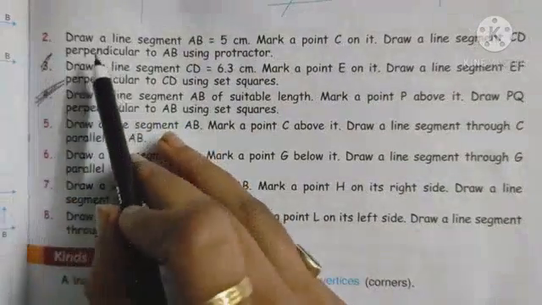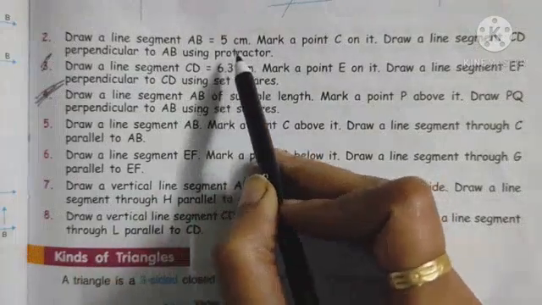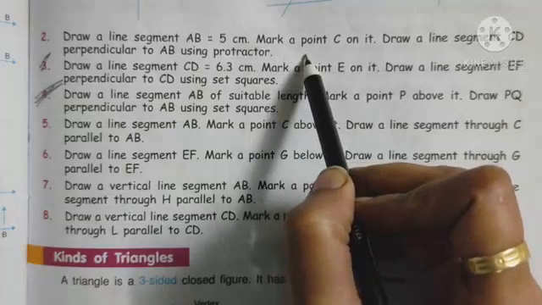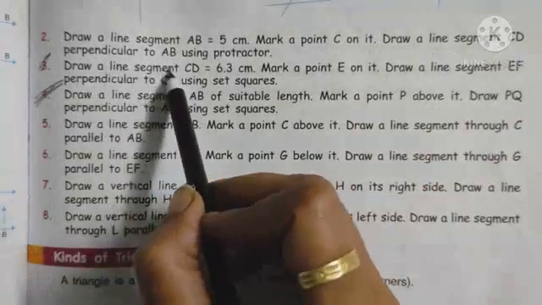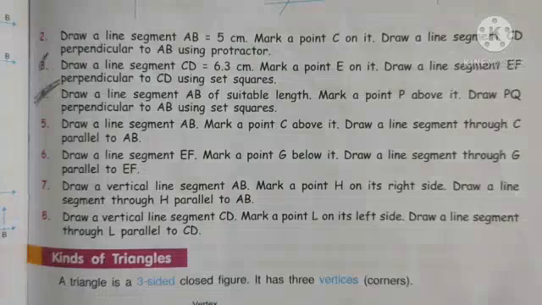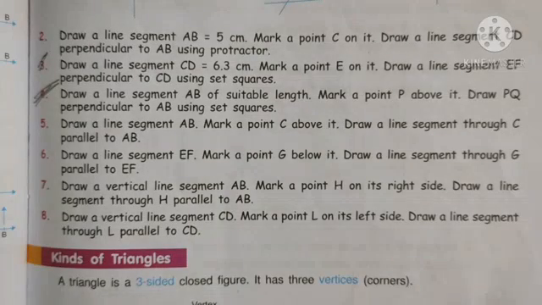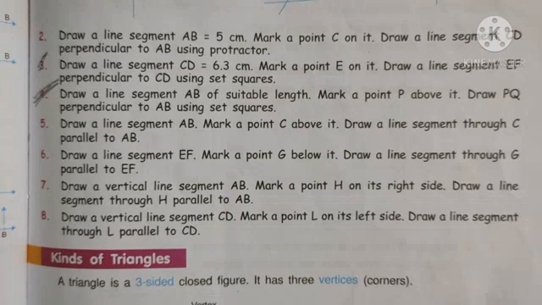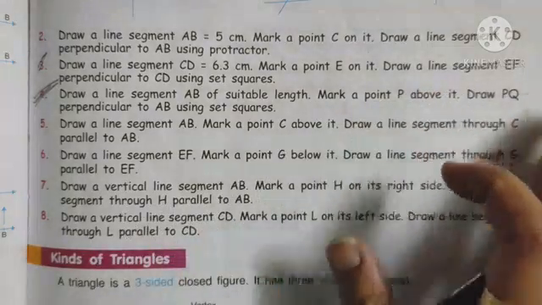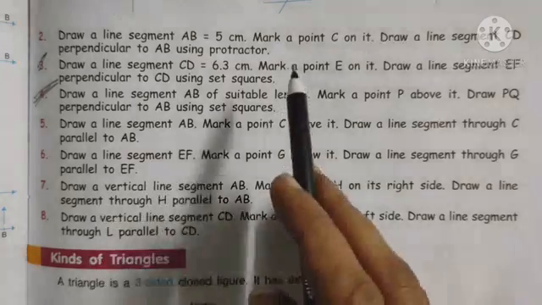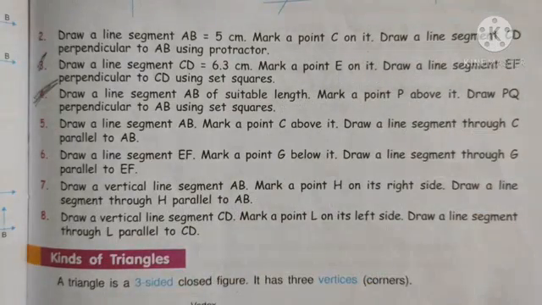Number 2. Draw line segment AB 5 cm. Mark a point C on it. Draw a line segment CD perpendicular to AB using protractor. So here first we have to draw a line segment of 5 centimeter by taking 5 centimeter measurement. Now we have to mark a point on it and draw a line segment CD perpendicular to AB using the protractor.